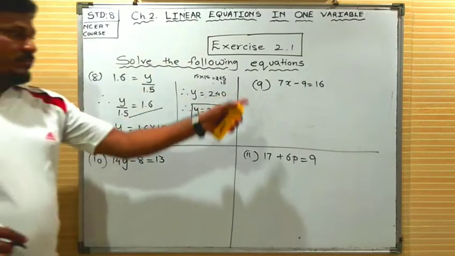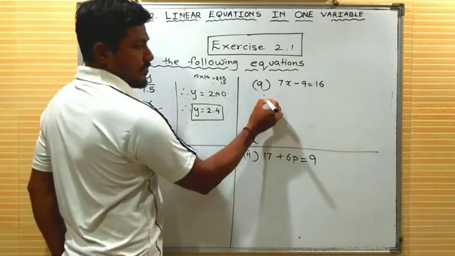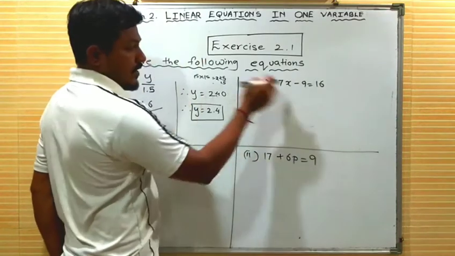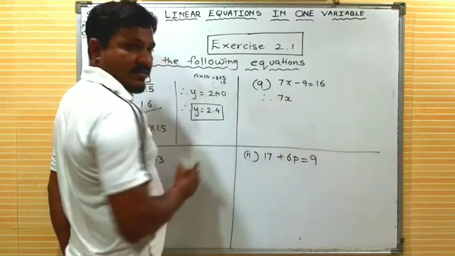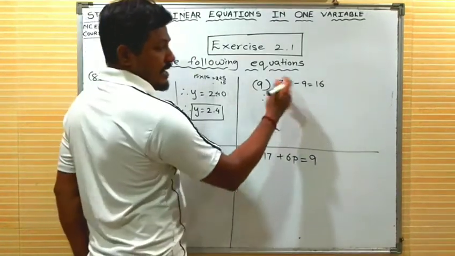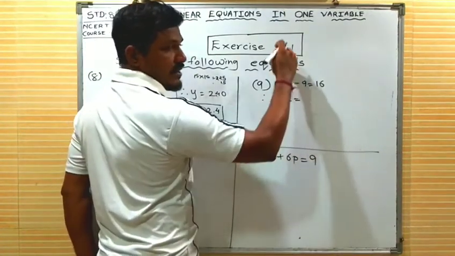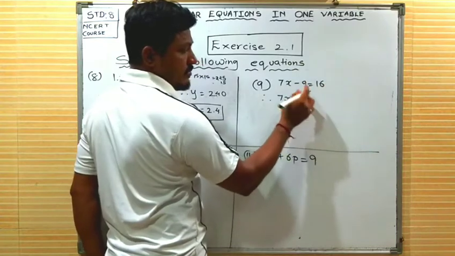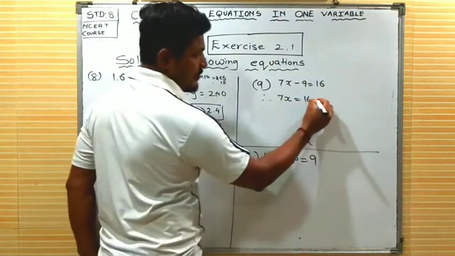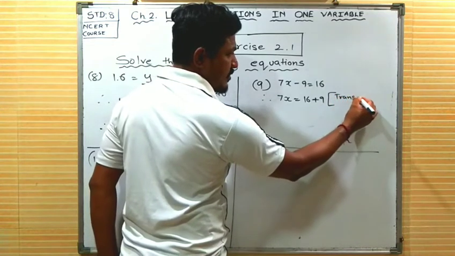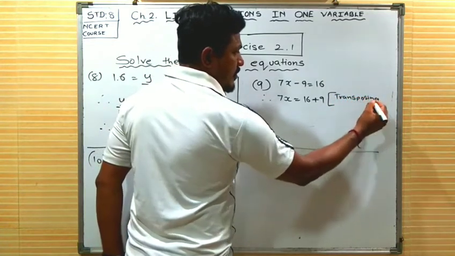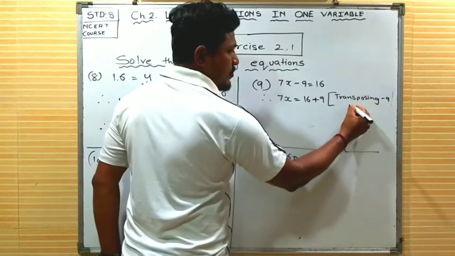Now let us see another sum, that is sum number 9. Now here the variable is in multiple form. So keep this as it is. Now try to separate it, as I told you, try to take 9 to that side. So negative 9 will become positive 9. In brackets you have to write transposing negative 9 to RHS.